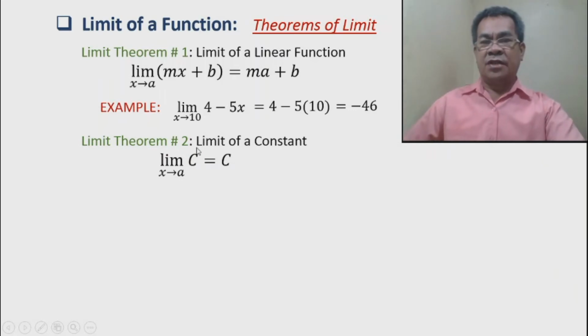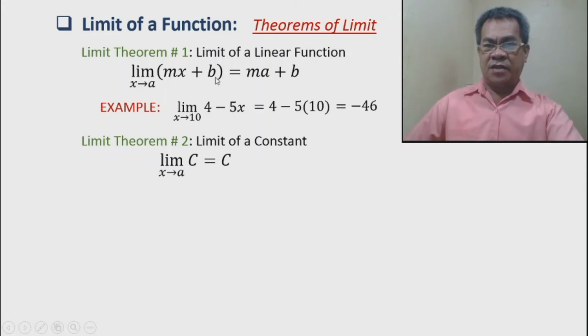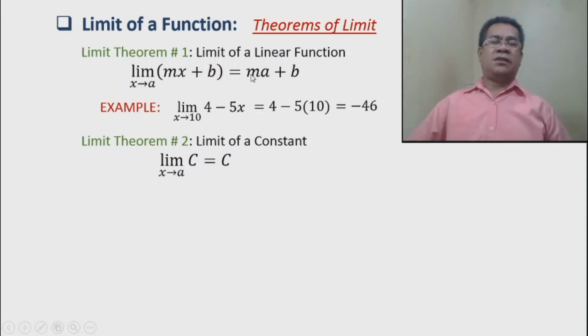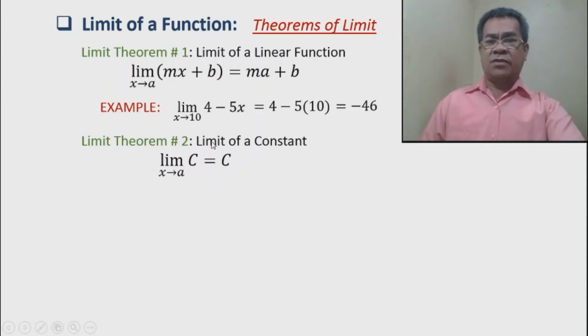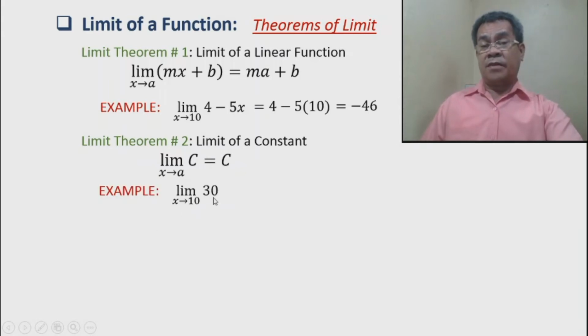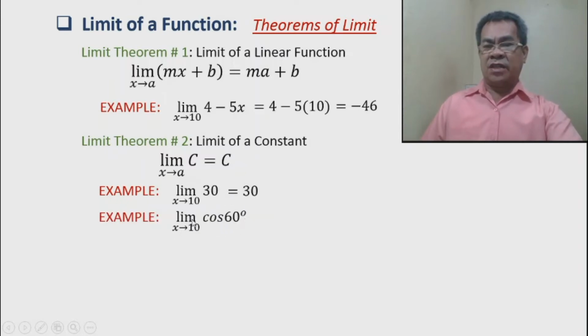Theorem number 2, limit of a constant. What will happen if our function is a constant c? The limit of a constant c as x approaches a is the same as c. Nothing will change for the limit of a constant, because there's no x here, so we leave it as is. In theorem number 1, this b is a constant, so we leave it as b, but this one has the variable, so we have the result m times a. Very obvious: the limit of a constant is a constant. For example, evaluate the limit of 30 as x approaches 10. The answer is 30. Suppose we have the cosine of 60. Evaluate the limit of the function as x approaches 10. The answer is cosine of 60, or 1/2.